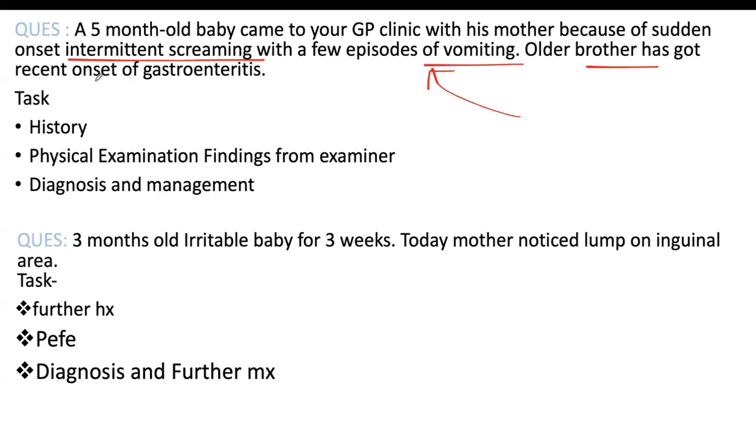Older brother has got a recent onset of gastroenteritis. Now, sometimes the question can just confuse you. Like in here, you might think that this vomiting might be just a gastro, but it is not. Okay, that's one type of question where it is incarcerated hernia because of sudden screaming. And another is a 3-month-old irritable baby for 3 weeks. Today, mother noticed a lump in the inguinal area. Now, this was a reducible inguinal hernia case, but this is an irreducible hernia.